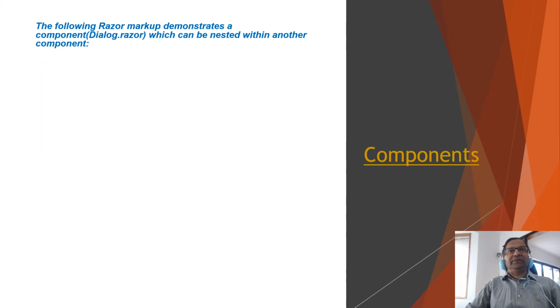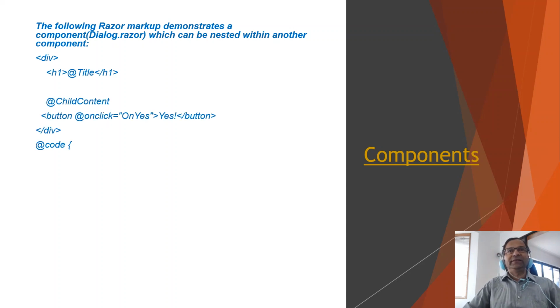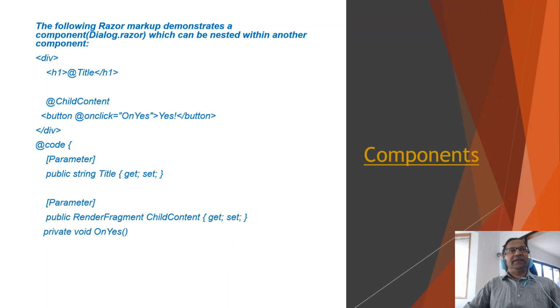So there is a code snippet. The following Razor markup demonstrates a component. That's what I just told. That's a Dialog.razor dialog component, which can be nested with another component. So we can see that in this code snippet, it's HTML-like code, within a div, we have got an H1 tag, which holds the title, @Title. So this @ChildContent, @Title or @code, it actually is Razor syntax. It is actually server-side code. Now here, you can see this part, @code, with a Parameter attribute, you have got two public properties, Title and ChildContent.